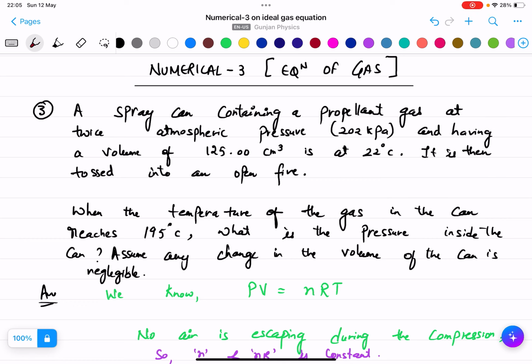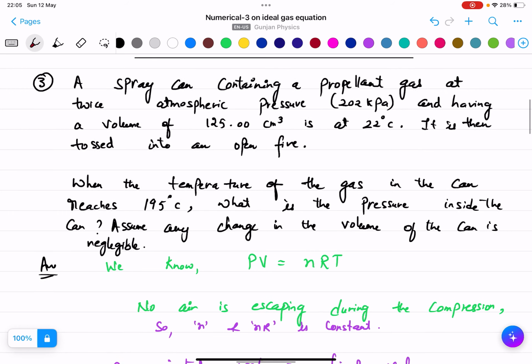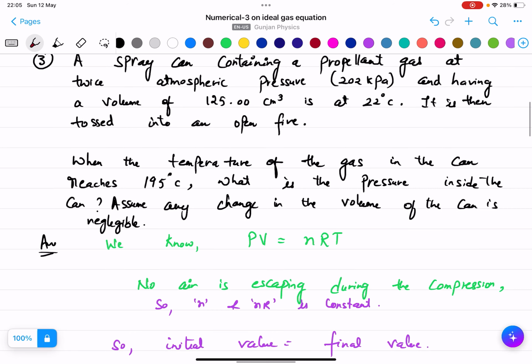Okay. So this is the numerical based on the equation of gas. The question is: a spray can containing a propellant gas at twice atmospheric pressure, 202 kilopascal, and having a volume of 125 centimeter cube, right? 22 degrees Celsius is the temperature.